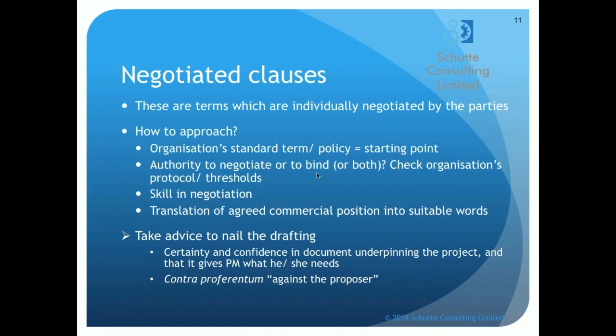There's also a legal reason, if you like, to make sure that you get negotiated clauses drafted properly, and that is a legal rule called contra proferentum. It means against the proposer, and it's a rule which is often bandied about by commercial people because they believe that it means that anything that you say will be taken against you if you're proved to be wrong.